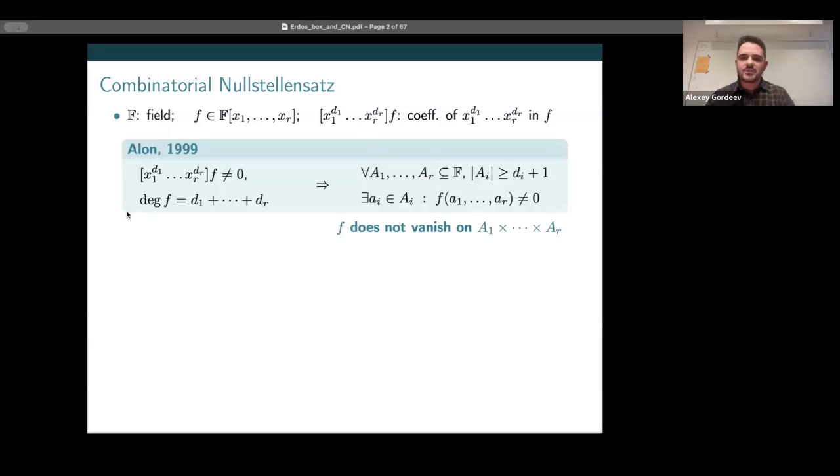So the combinatorial Nullstellensatz was proved in the paper by the same name by Alon in 1999, but in fact, this kind of tool was used throughout the 90s to obtain several results in combinatorics. And in this paper, Alon just crystallized it into this abstract lemma, which you can use in different contexts. So what does it say?